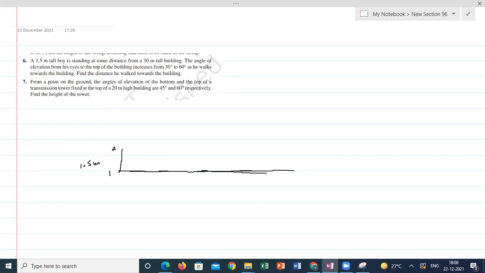Suppose AB is the boy, standing at some distance from the 30 meter tall building. PQ is the building, with a height of 30 meter. The angle of elevation of the top of the building increases from 30 degrees to 60 degrees as he walks towards the building.